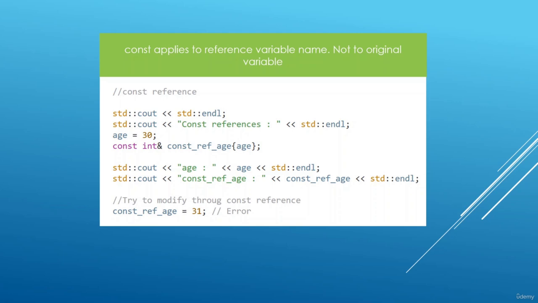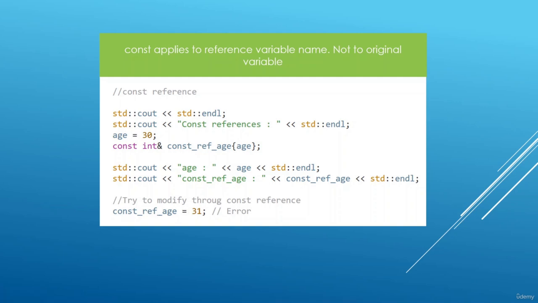And another thing I want to make clear before we head over to Visual Studio Code and play with this is that the const keyword is going to apply to the variable name that you apply it to. For example, here we have const reference age, which is going to be a const reference, but this doesn't mean that the age variable here has to be const. It can be const or it may not be const, but the const here applies to this variable name, const ref age, and we can't go through this variable name and modify the age. If you try to do that, we're going to get a compiler error.